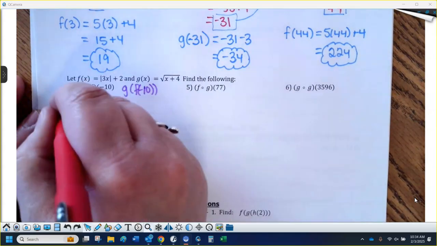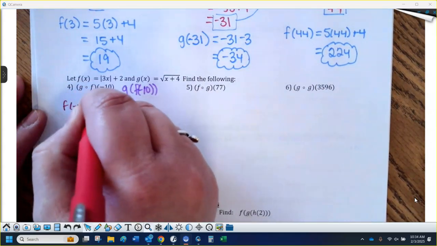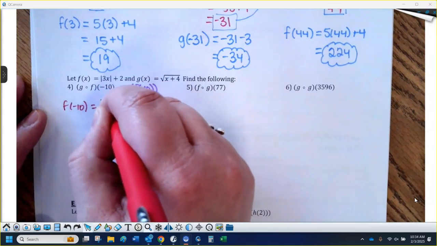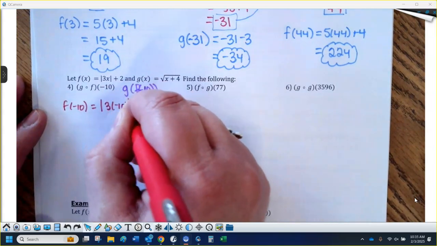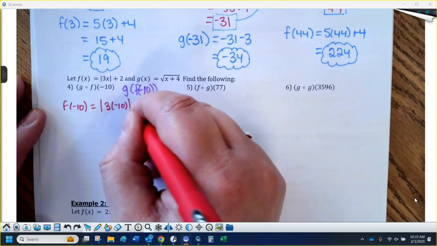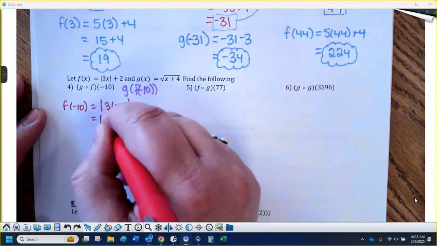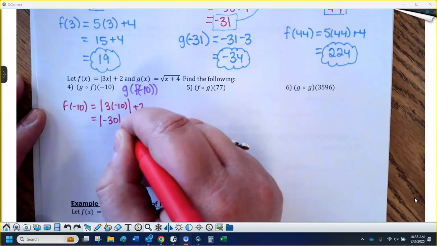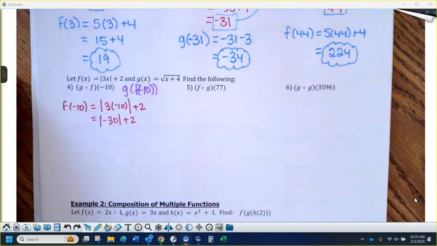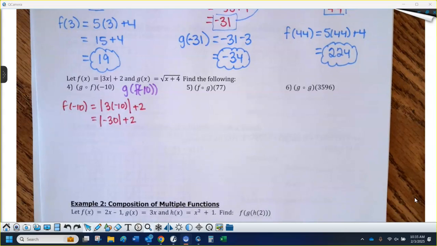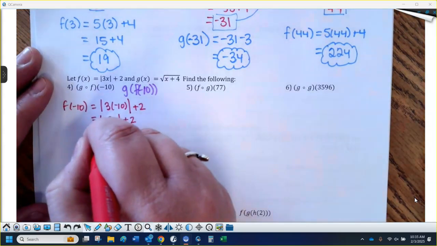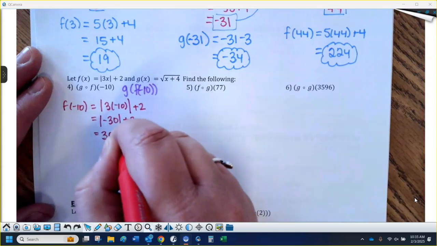Now, f of negative 10 here. So I'd have in my absolute value 3 times negative 10 and then plus 2. So inside your absolute value, you're going to multiply those two guys together. That's going to give you negative 30. And once you get whatever's inside the absolute value down to one number, then you take the absolute value. So that's just going to become 30. Absolute value makes everything positive.